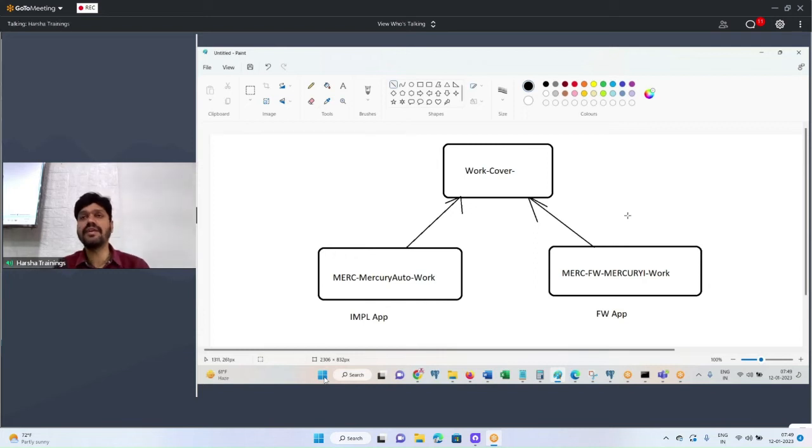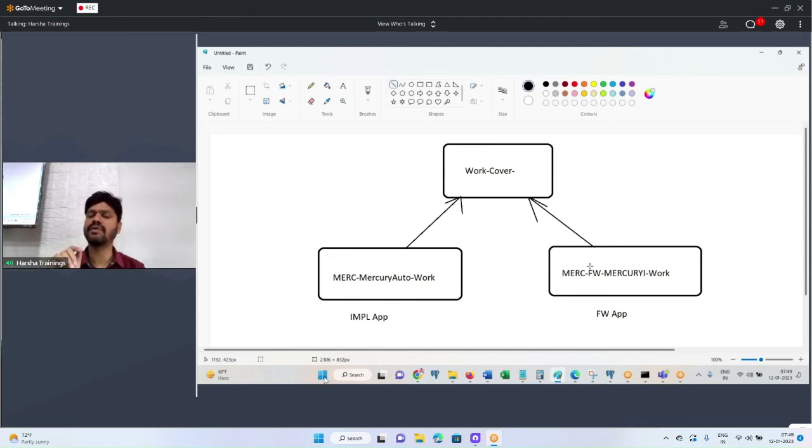Wait. This is inheriting from both. This is what is already present in the system by default when we create both applications. I'm just showing you. Now, see here, the implementation application transaction class accesses the functionalities of work dash cover dash.